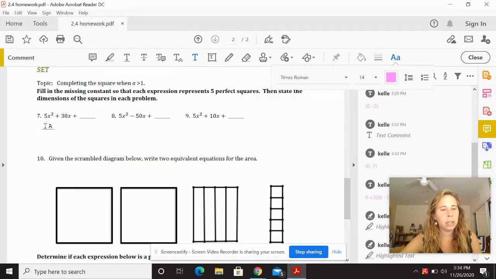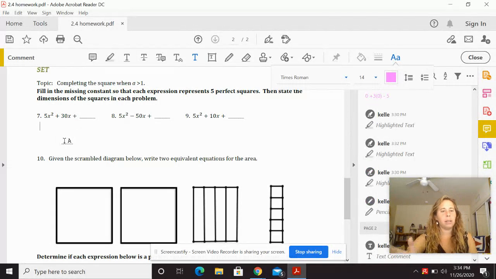Okay. Well, what you need to do here is, we have five squares, right? So we're going to factor out that 5, which leaves us with x squared plus 30 divided by 5 is 6. And then let's complete the square for this last term. So how do we do that? We're going to divide our middle term by 2 and then square it. So 6 divided by 2 is 3, and then 3 squared is 9. Okay?